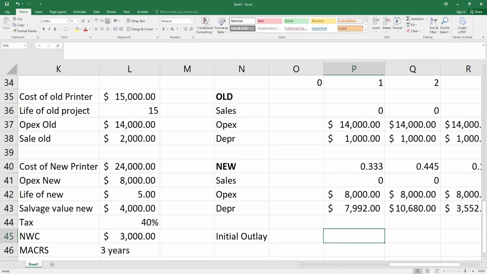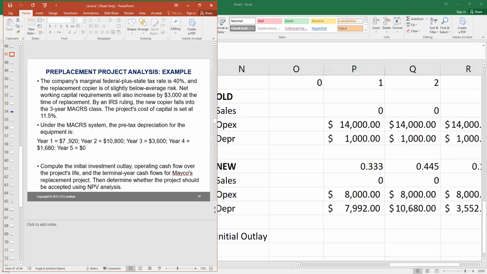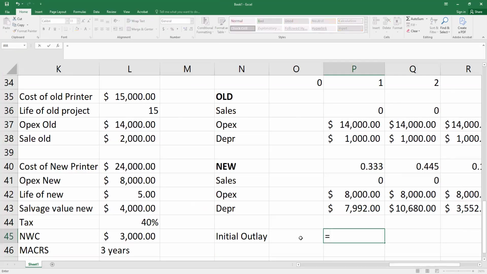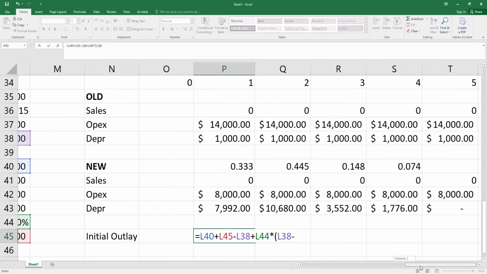So initial outlay, using that formula that I was saying, it's basically how much you're gonna pay to buy the new equipment, it's 24,000 plus net working capital, which is 3,000, minus the sale of the old equipment. For how much we're gonna sell the old equipment? 2,000 plus the tax 40% multiplied by sale of the old equipment minus remaining book value. And the remaining book value is how much for the old equipment?